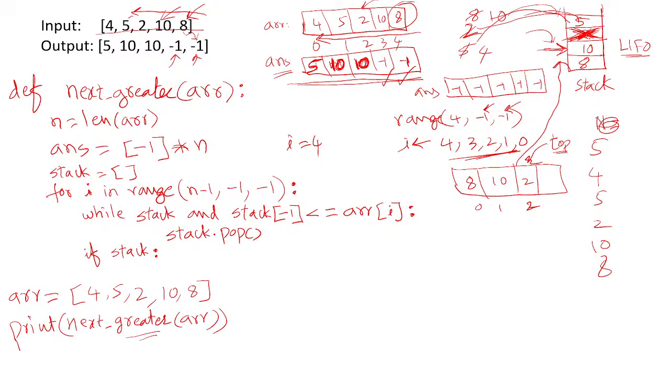Like you pop 2 here, then the next element which is on the top of the stack is the next greater element, so that you add at this index. I is nothing but the index, so directly you can add to this answer array. So now you can say answer of I is equals to stack of -1. The top element from the stack we are adding to the answer I.